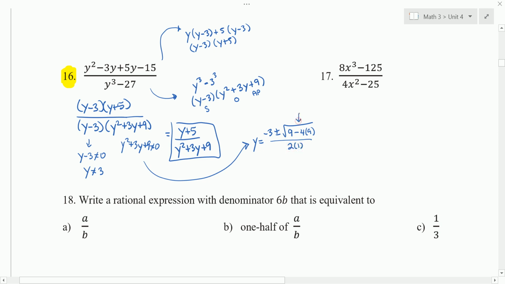And you see that this is going to be negative, which gives us an imaginary number, and we're only worried about real numbers. So there's no real number that we can plug into y squared plus 3y plus 9 that will make that part equal 0. And so the only excluded value is 3. Or another way to word this is excluded values are only real numbers that make your denominator 0.